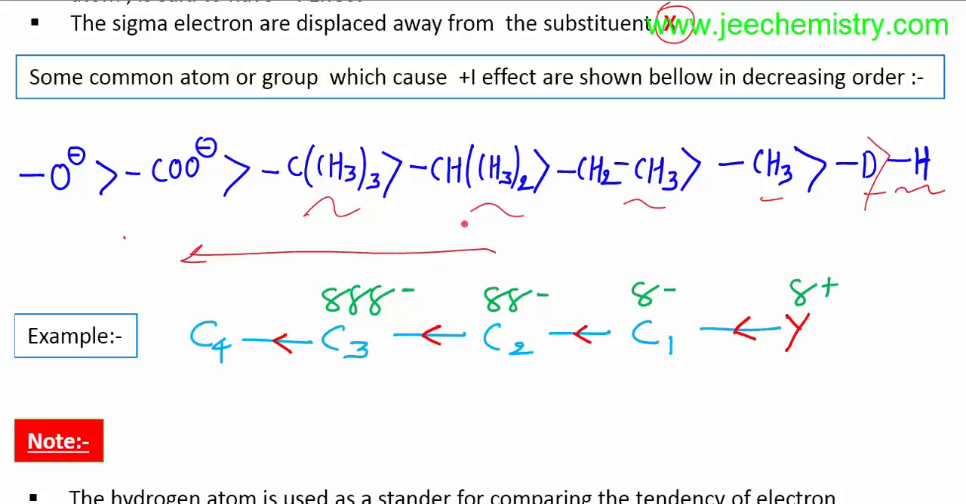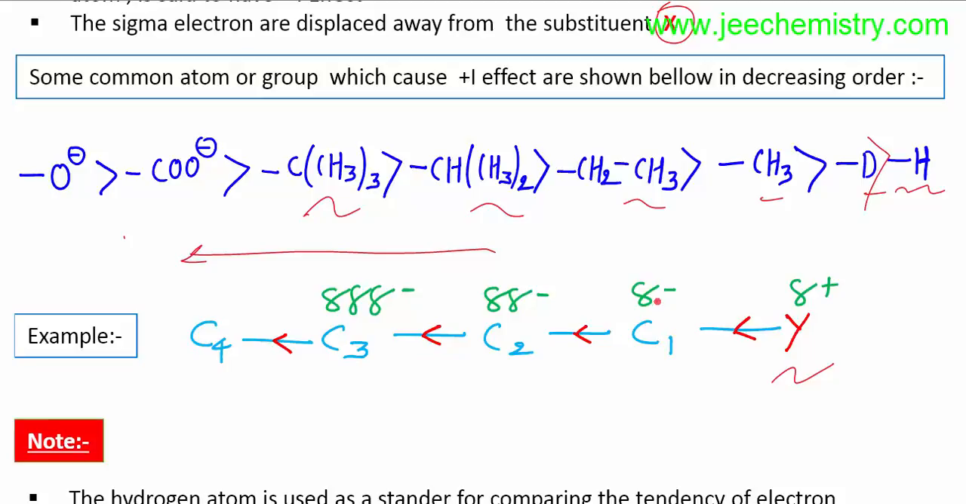These groups all have a greater tendency to push electrons in the compounds. They have more tendency to release electrons than hydrogen. So these are said to have positive inductive effects. As in these compounds, Y is taken as a positive inductive effect group. This is releasing the electrons. A positive inductive effect can influence only about three carbon atoms.